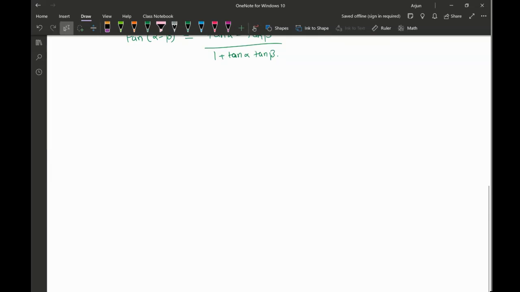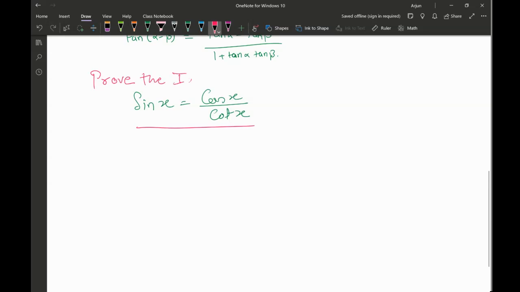All right, now let's try and solve some of the questions based on whatever identities we talked about. So first question, I'm going to take a question from the book. I'm taking the solved example on page 551. It is example 4. Sine x is equal to cos x upon cot x. That's what I wanted to prove. So how can I prove this? When you are given a question like this and it says prove the identity.